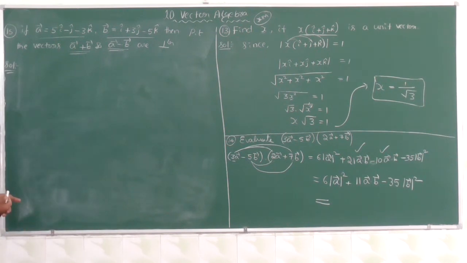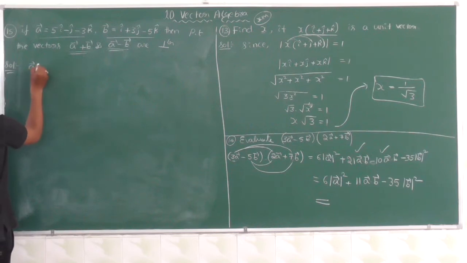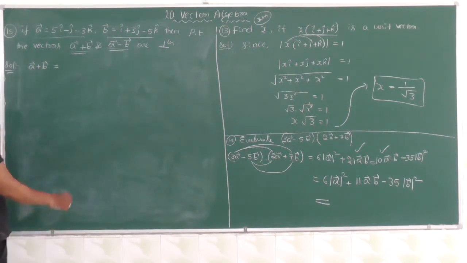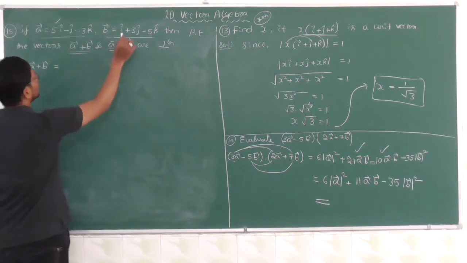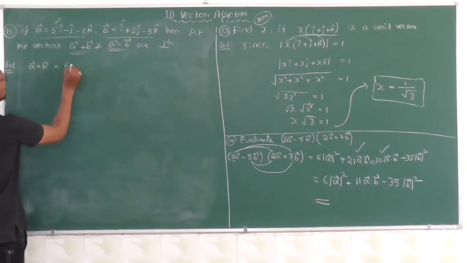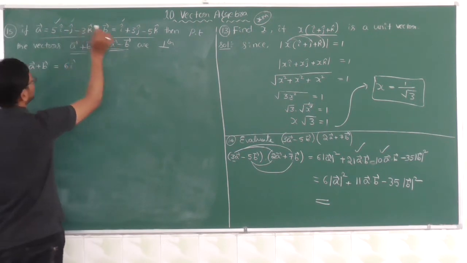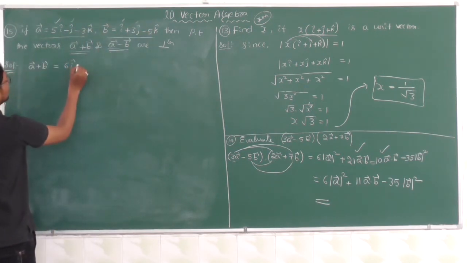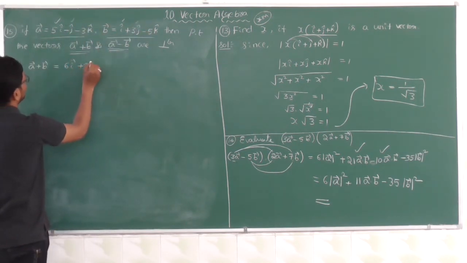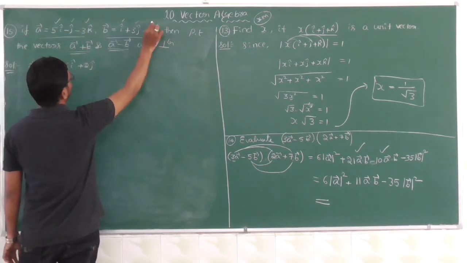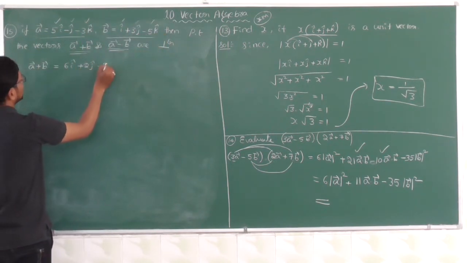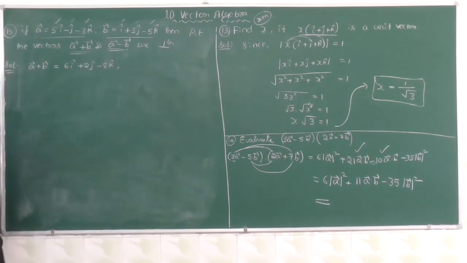Before that, we just find a plus b and a minus b. A vector plus b vector equals what? Addition of two vectors: 5i plus i is 6i. Next, minus j plus 3j is plus 2j. Next, minus 3k minus 5k is minus 8k. It is the a plus b vector.